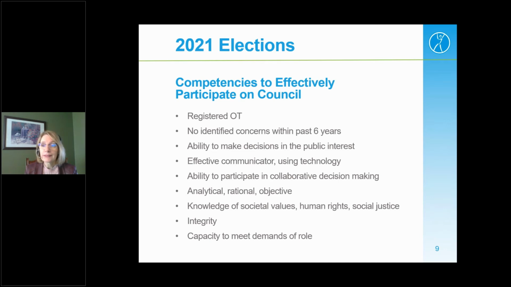You have to have the ability to make decisions in the public interest. So while I would say you can never really take off your OT hat when you're an OT, you have to be able to see things from the perspective of the public and say, well, if this decision was in the public interest, what decision would I be making? You need to be an effective communicator, because part of serving on a board or a council is participating in discussions, bringing your opinions forward. That's why you're there. And so making sure you're able to do that in a respectful way is important.